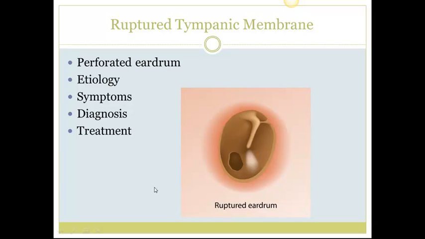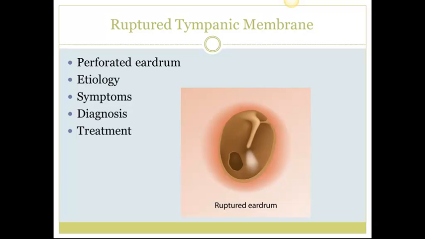Ruptured tympanic membrane is a perforated eardrum. As you can see here, there will be a hole in the eardrum. Etiology is trauma or increased pressure from fluid buildup. Symptoms are pain, partial loss of hearing, or drainage.